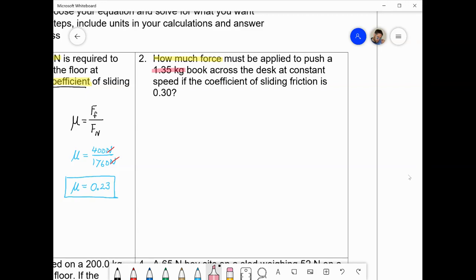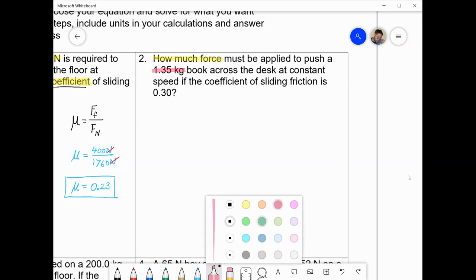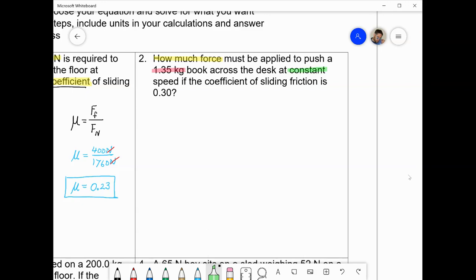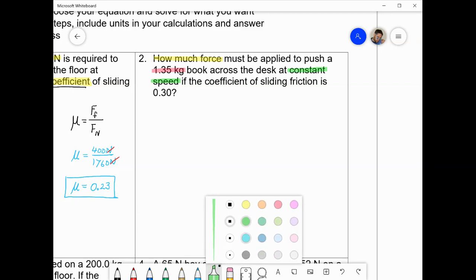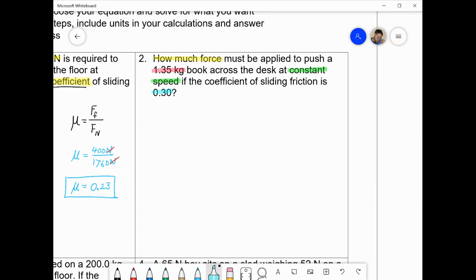And then it has this other piece, which says that we're talking about a constant speed. If it's a constant speed, that means there's no acceleration and all the forces have to be balanced in the end. And it gives us one last piece of information: the coefficient of sliding friction is 0.30. So that's our coefficient for sliding friction. All right, so I've got some pieces in here and I need to figure this out.